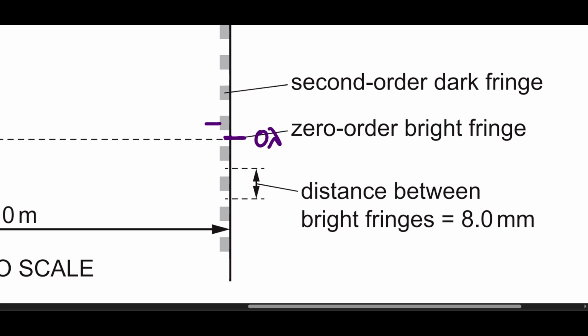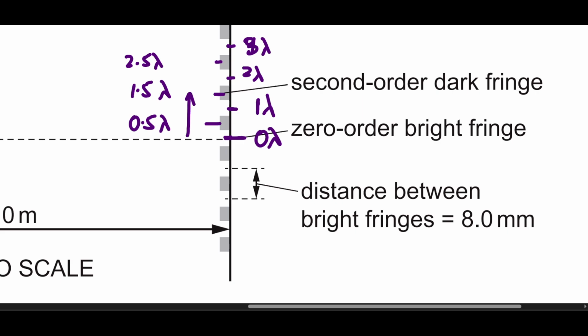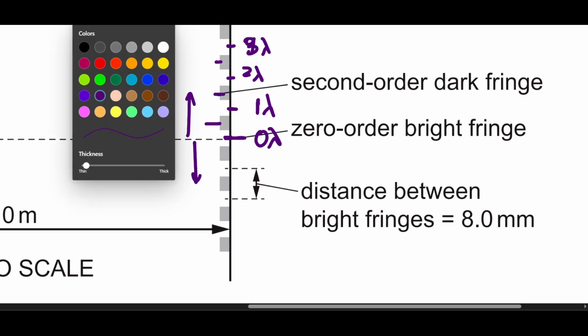At the very first dark fringe, the path difference will be 0.5 lambda. At the very first bright fringe, the path difference will be 1 lambda. At the second dark fringe, the path difference will be 1.5 lambda. I hope that you see the pattern over here. So this is going to be 2 lambda. This is going to be 3 lambda. This will be 2.5 lambda, and so on and so forth. And it goes on both sides. Goes here as well. Now this is its path difference.